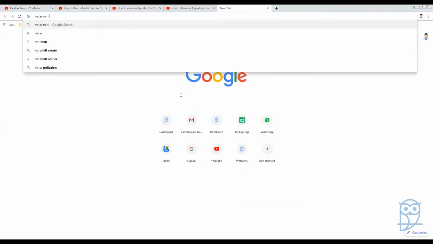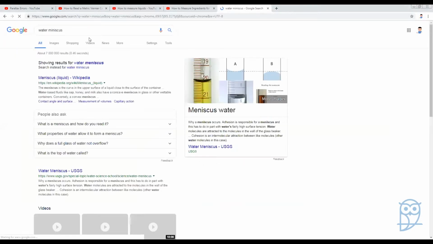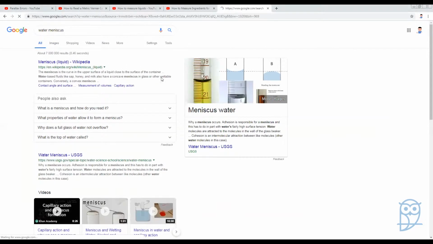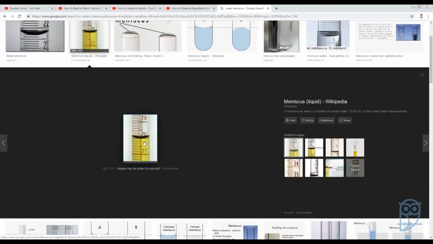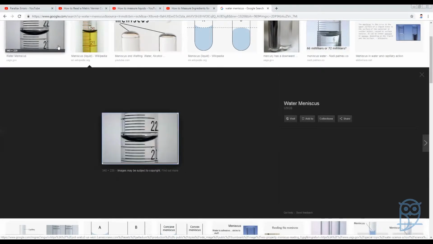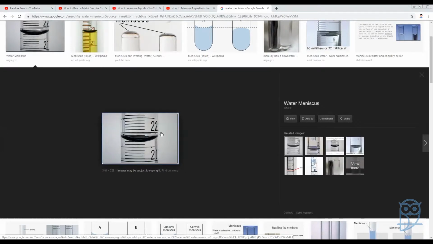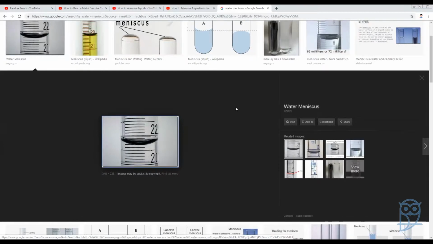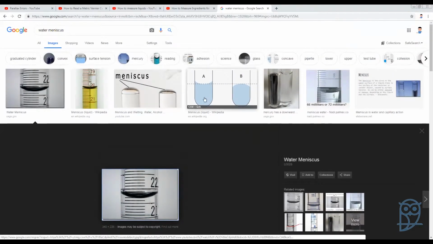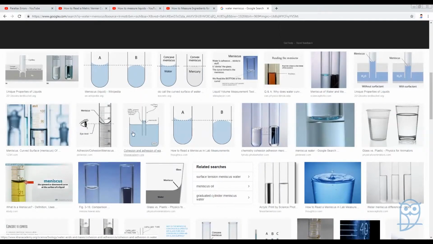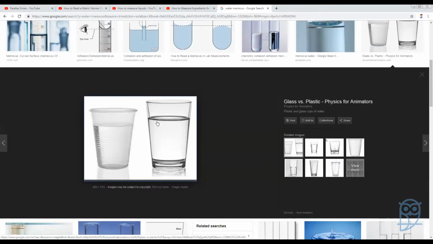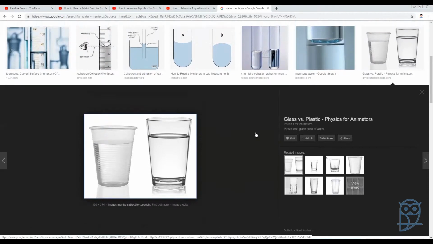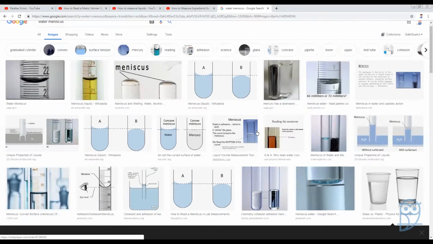So water meniscus. This is what we mean with a meniscus of a liquid. If you look over here, you can see that it starts dipping down towards the center. If we look at something that has a bit of a more flat surface, say like a glass over here, you can see it tips up just slightly towards the edges, but it's mostly flat in the middle. All liquids, to some sense, have a meniscus.